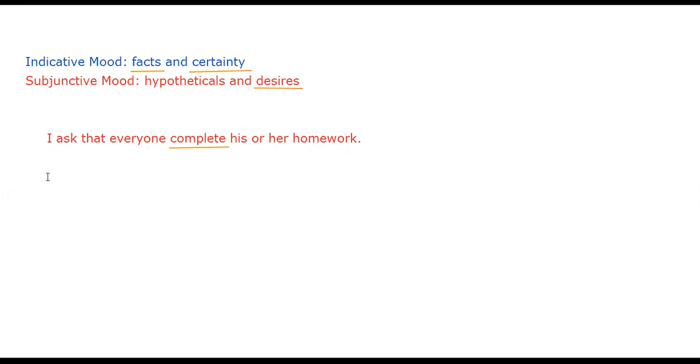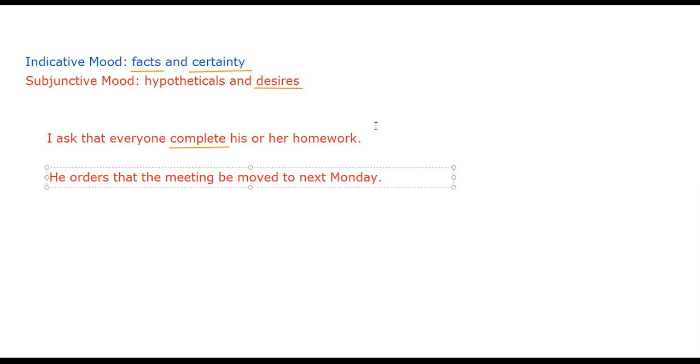And another example would be, he orders that the meeting be moved to next Monday. So here we have be for the subjunctive. He orders that the meeting be moved to next Monday. He wants the meeting to be moved to next Monday. So we use a subjunctive to express a desire here.